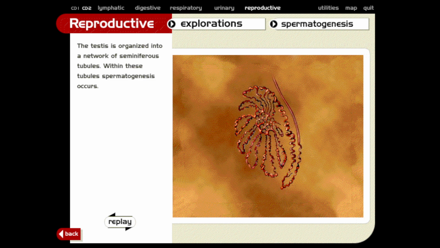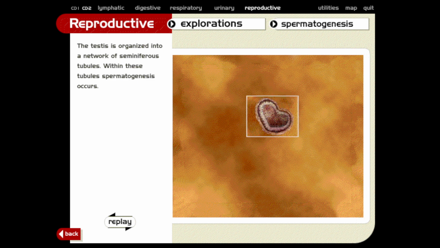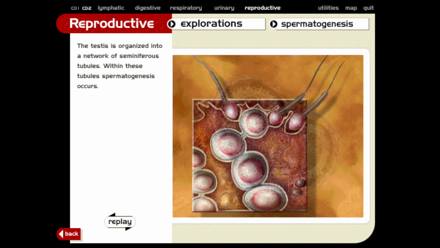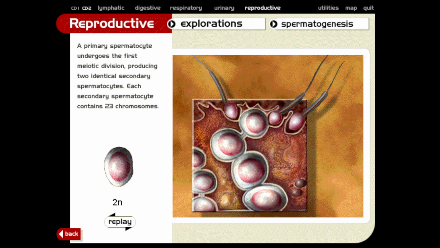The testis is organized into a network of seminiferous tubules. Within these tubules, spermatogenesis occurs. Spermatogenesis is the production of mature haploid sperm cells through meiotic cell division. A spermatogonium deep in the epithelium of the seminiferous tubules gives rise to a primary spermatocyte. This cell contains 46 chromosomes. A primary spermatocyte undergoes the first meiotic division, producing 2 identical secondary spermatocytes. Each secondary spermatocyte contains 23 chromosomes.